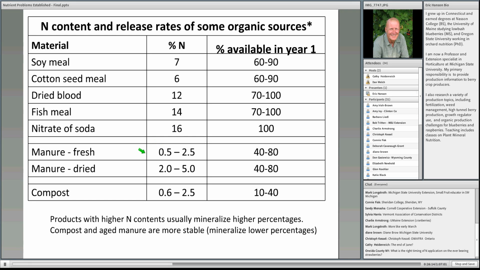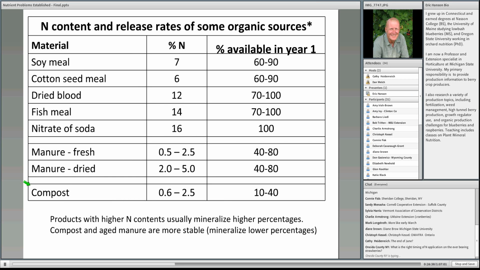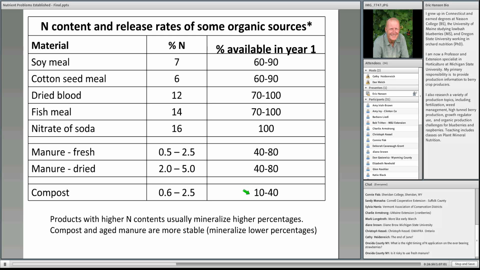If you're using manures, as we mentioned before, these should be analyzed before you're using them, but typically they contain lower nitrogen concentrations and release a lower percentage of nitrogen to the crop during the course of the first year. And then composts, of course, are aged and decomposed, usually plant materials. They contain lower nitrogen concentrations as a result, and they tend to be somewhat stable because they're aged, and they tend to release a lower percentage of their nitrogen during the course of the first season.